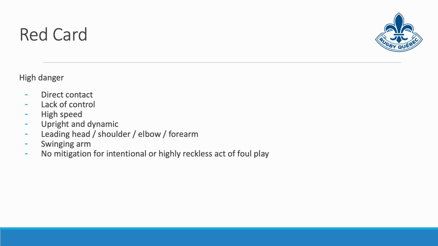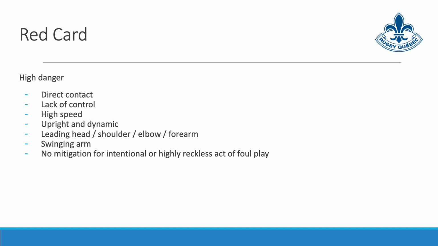Typically, red card moments stand out to us. Hopefully it's a situation that everyone sees. So we're looking at direct contact with the head, lack of control by the tackler, high speed, upright and dynamic situations, in rucks or with a ball carrier, someone who leads with their head, shoulder, elbow, or forearm, any kind of swinging arm.